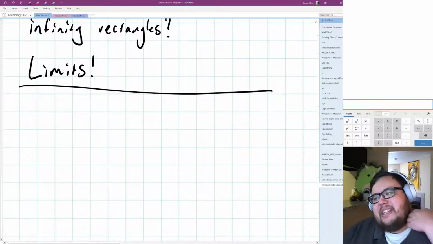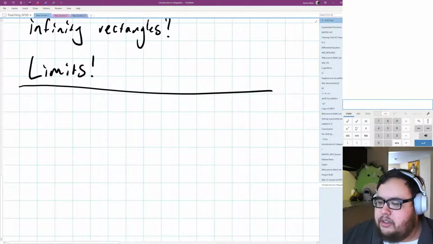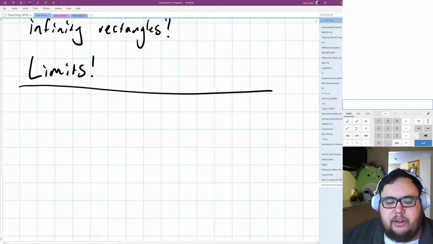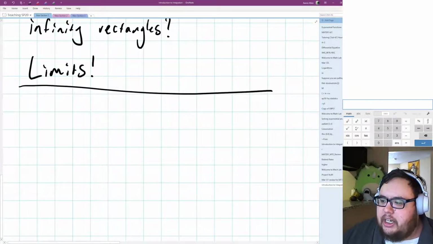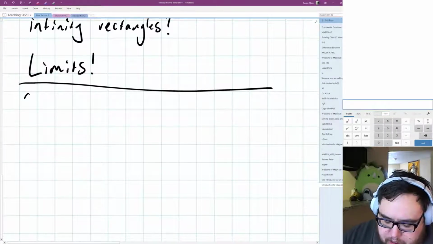So it turns out that the nicest way to parameterize these rectangles is actually, we're going to need to use some notation first off. We're going to need to do sigma notation.